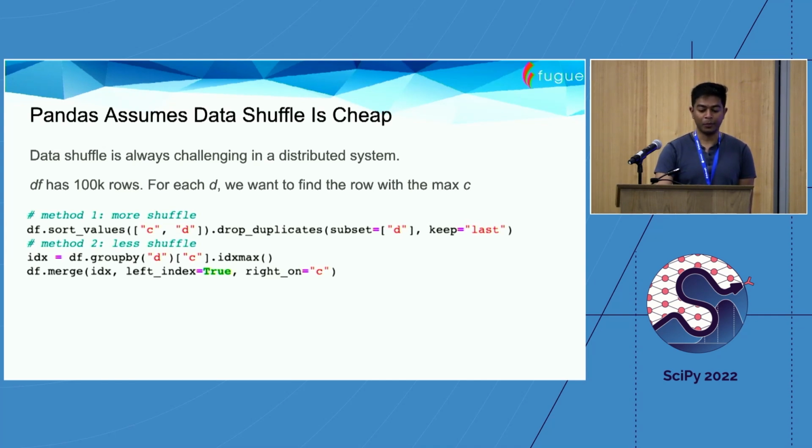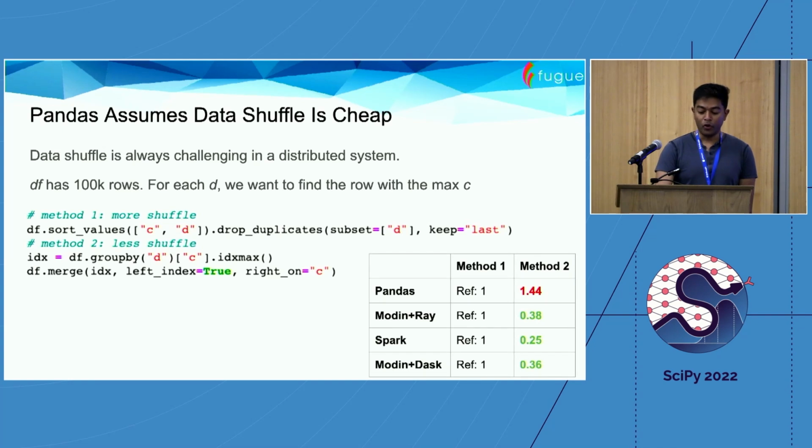The first method simply sorts the data frames by the columns C and D, and drops duplicates. It is an elegant way of expressing this logic. However, it involves a lot of shuffling. The second method does a group by and finds the index of this highest row, and then it merges the result back into the original data frame.